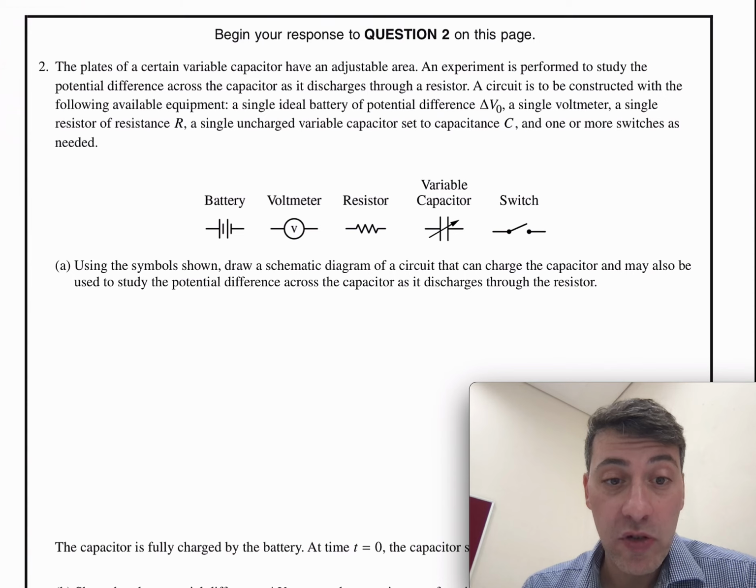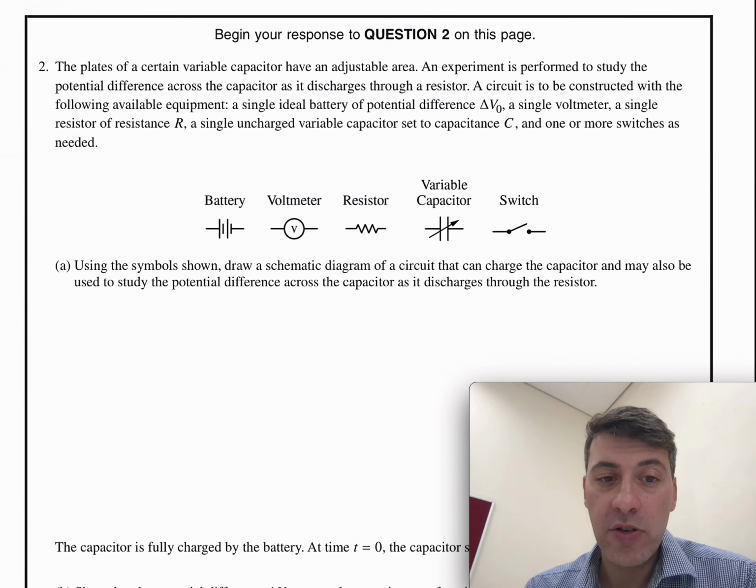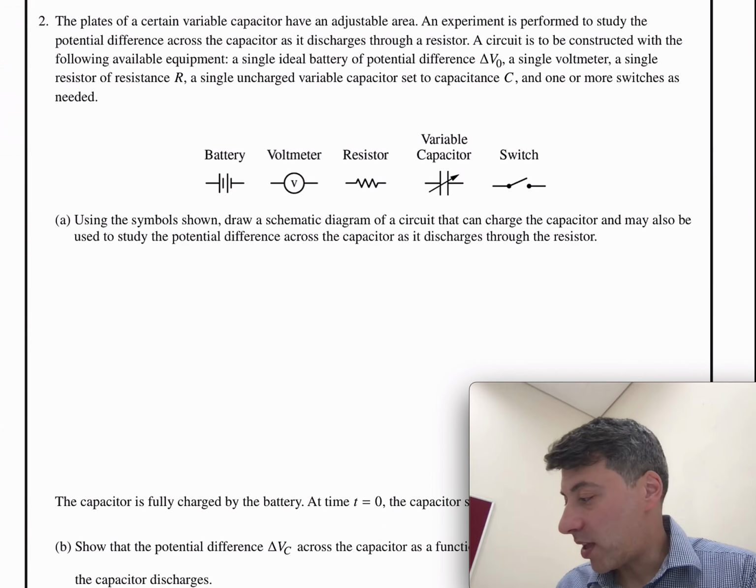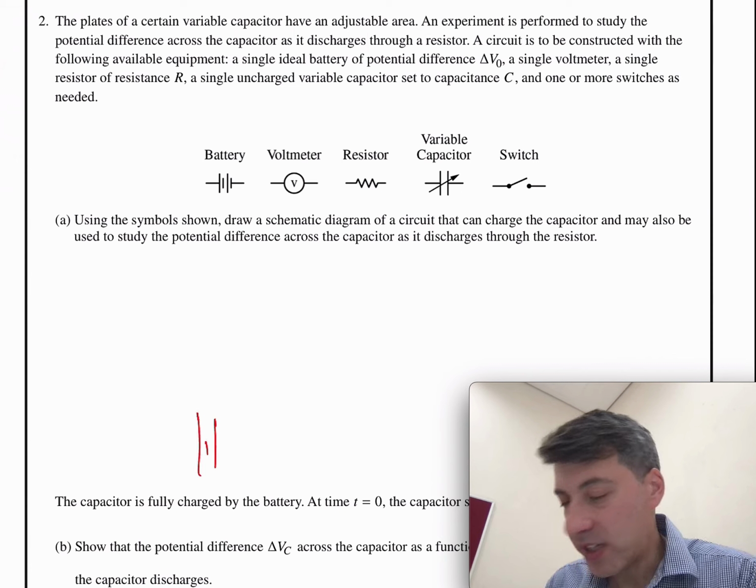And we need to use these symbols in order to draw a diagram that shows how we can charge the capacitor or how we can discharge the capacitor through the resistor. So again, we're going to use the battery somewhere. Now there are a few ways that we can draw this diagram.